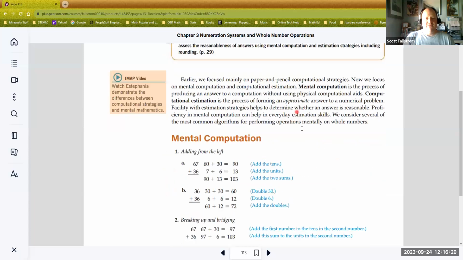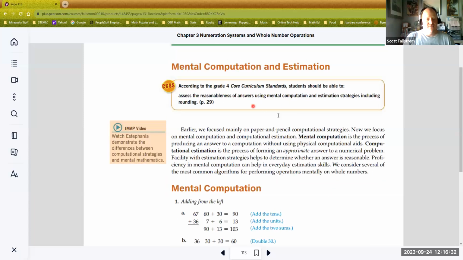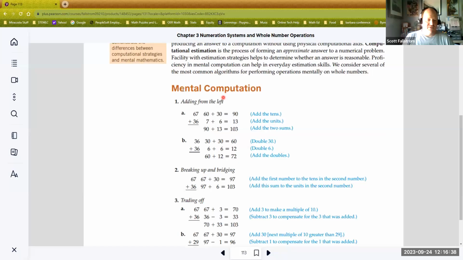Let's see here. We get into mental computation. And again, this is grade 4. By the time they get to grade 4, they need to assess the reasonableness of answers using mental computation. You'll see adding from the left is the biggest one for me. That's the big one. So others, so breaking up and bridging is different.